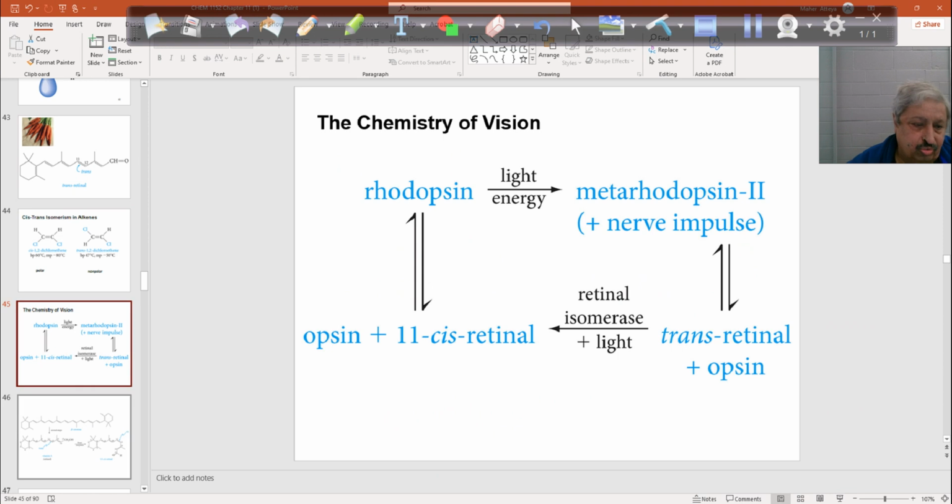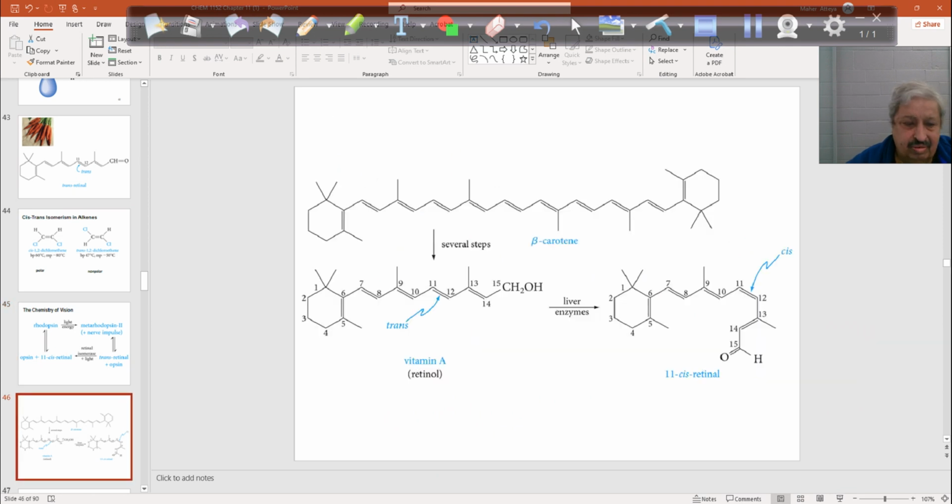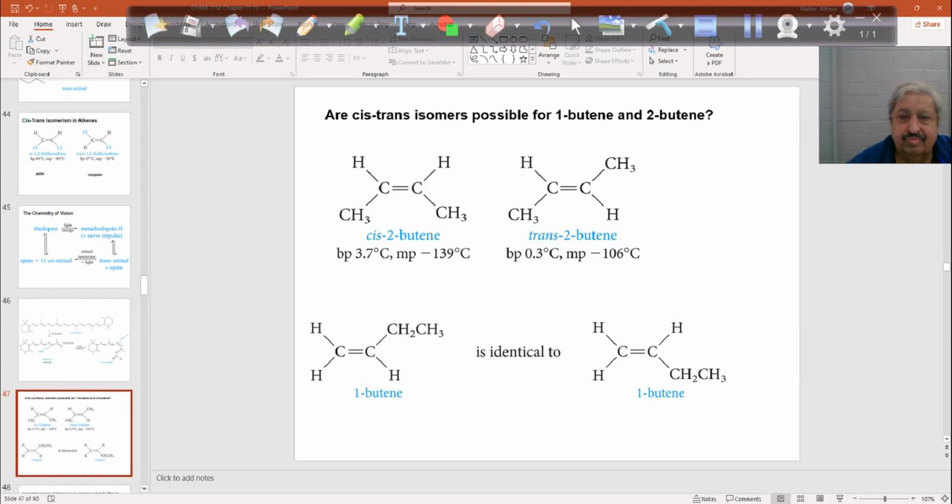Chemistry of vision, don't worry about this. I'm not going through this. That's biochemistry and medical school chemistry. But those are here just for the idea of, again, you have cis and trans, correct? Physical properties and chemical properties are different. Some of them might be polar, some of them will be not polar, as we've seen before.